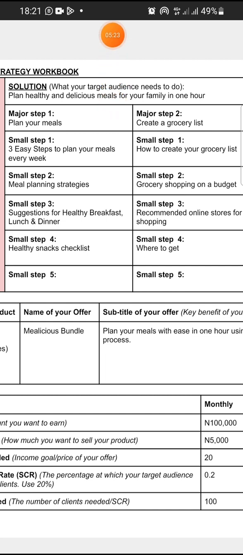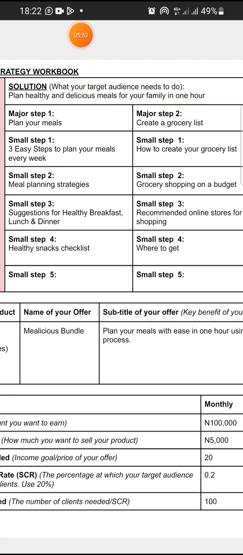So most of the time you have to think in terms of what do they need to become, or what do they need to do, or what do they need to have. Do you understand? Or what do they need to learn? What skills do they need to acquire? So that's what this part is all about. Now, in this example, the solution is for the busy mom to plan healthy and delicious meals for their family in 1 hour. So this is the solution, right?